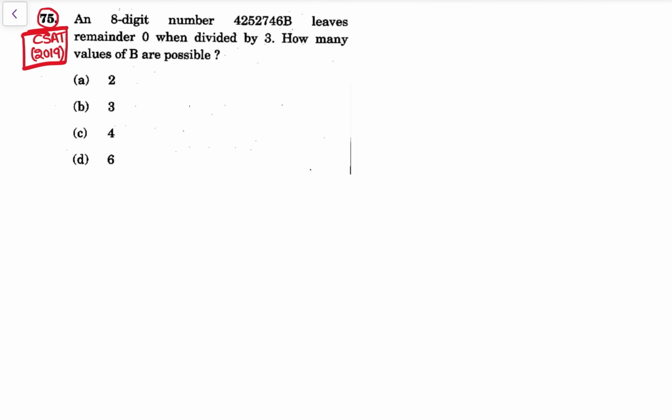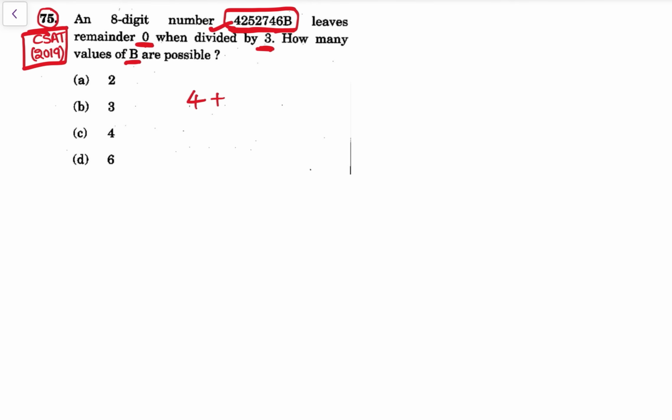An 8-digit number 42576 leaves remainder 0 when divided by 3. Remainder 0 when divided by 3 means this number is divisible by 3. How many values of B are possible? See, if this number is divisible by 3, that means what? Sum of the digits must be multiples of 3.